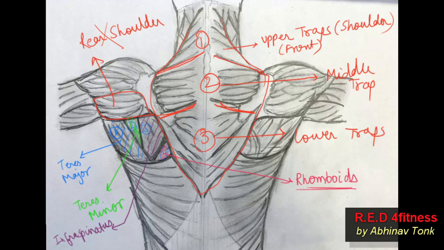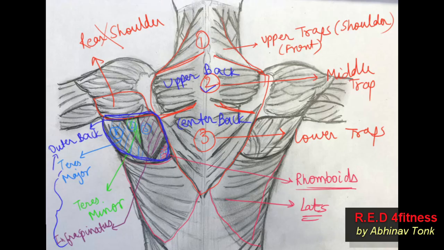Now these two wing-like structures on each side of the back are lats, or latissimus dorsi. The middle trap is known as upper back, lower trap is known as center back, and teres major, teres minor and infraspinatus are collectively known as outer back. So this was the quick anatomy.